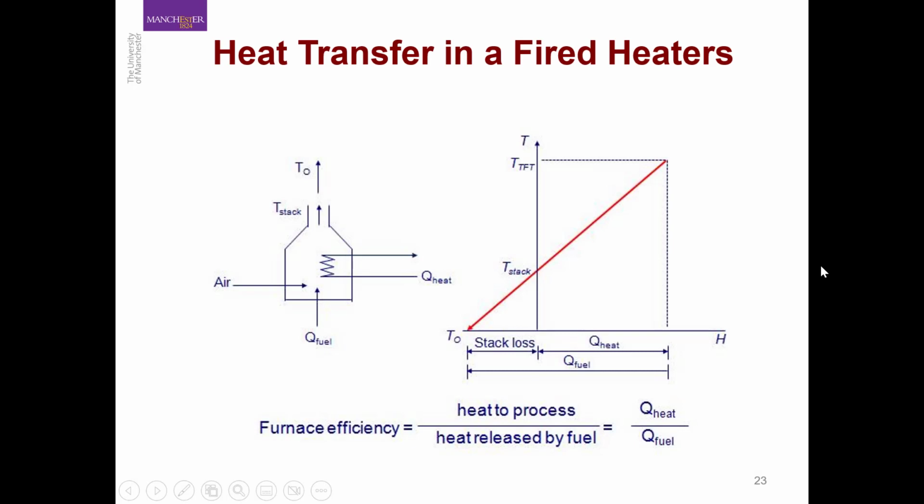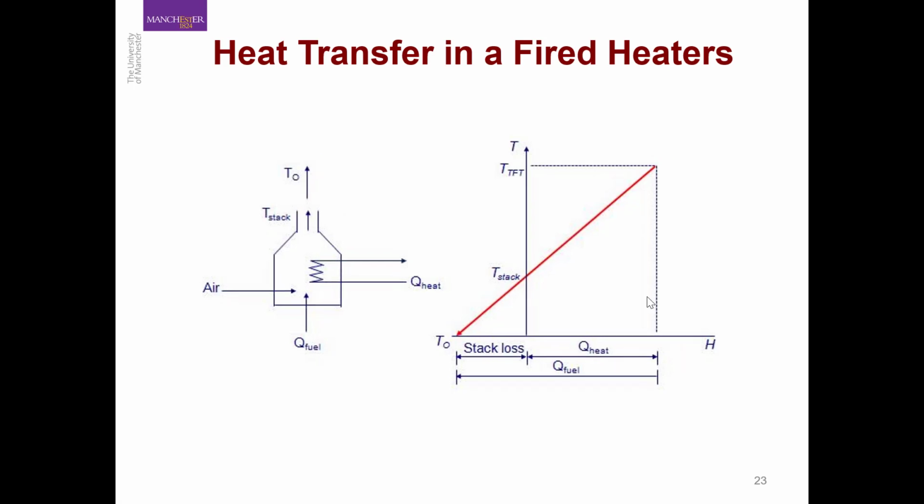So this slide captures what we are going to talk about, and we have seen this slide before as well. We have a furnace where we are providing the fuel and air, and then you have burning of the fuel, and as such you are generating heat, and that generated heat is being transferred to the process. This Q heat is the heat that is transferred to the process fluid, and once you are done extracting the heat from the flue gases, the flue gas goes to the stack and then to the ambient atmosphere.